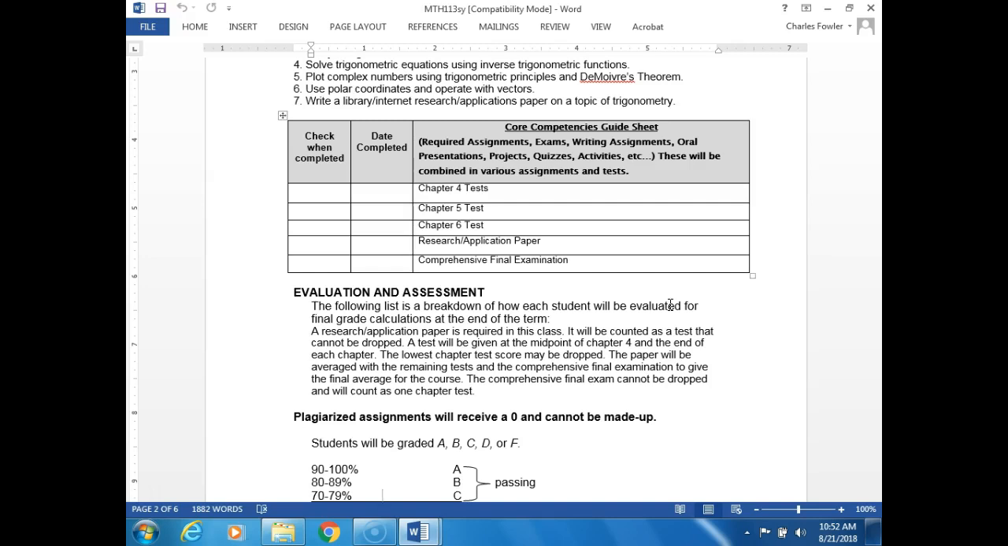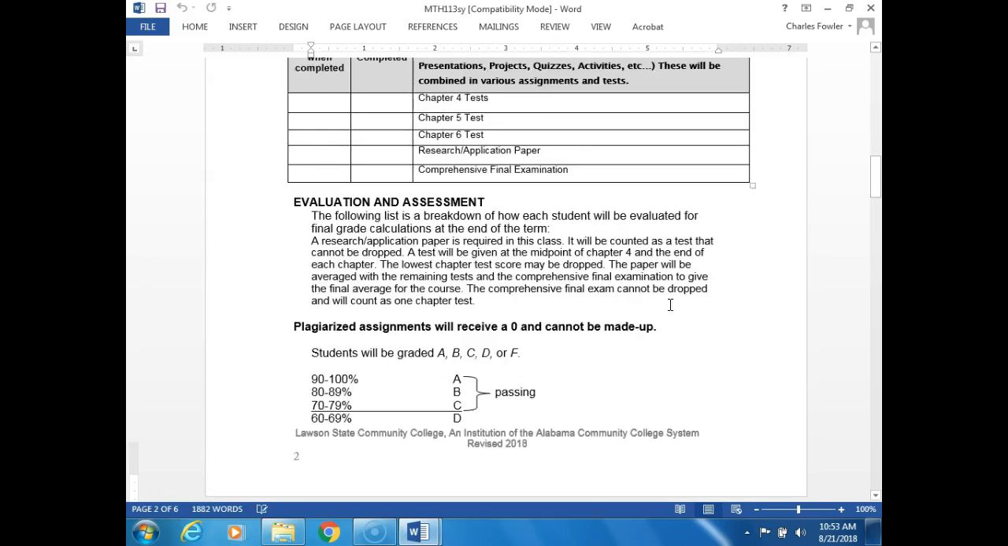For a small class like this, and some of these tests, especially those graphing tests, they take a long time. So I really prefer doing take-home tests. So you will have a take-home test there. That's why you don't see any quizzes, because usually my quizzes are take-home. But if your test is going to be take-home, what's the point of having a quiz?